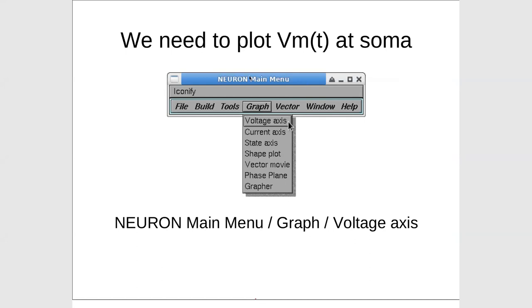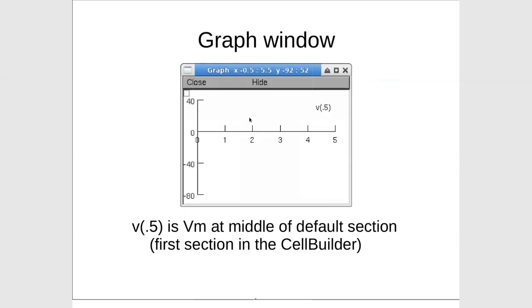Because we've got our run control, we want to make a graph, a plot of membrane potential as a function of time. So in the menu toolbar, we click on graph, voltage axis, let up the mouse button, and there's our graph. It shows v(0.5). Well, that's Hoc for membrane potential at the middle of the default section.